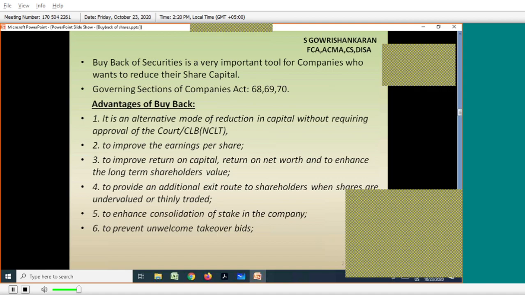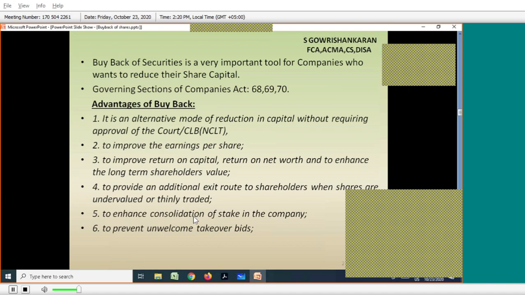This is called a hostile takeover. I am not interested, but they are trying to force me to sell my shares. Then how to avoid this hostile takeover? You take the lead and purchase those shares by applying buyback provisions. That is the meaning of hostile takeover. Unwelcome takeover bid means hostile takeover.